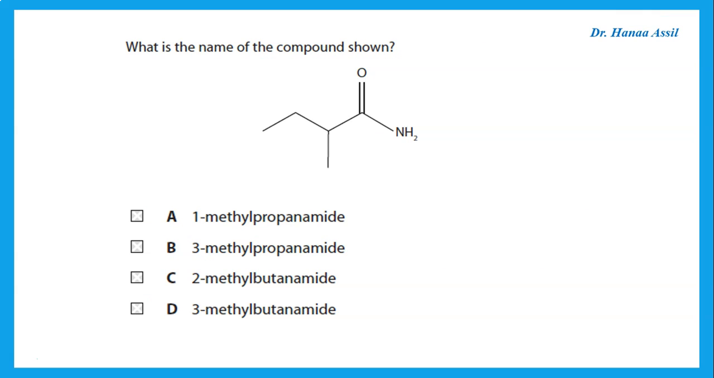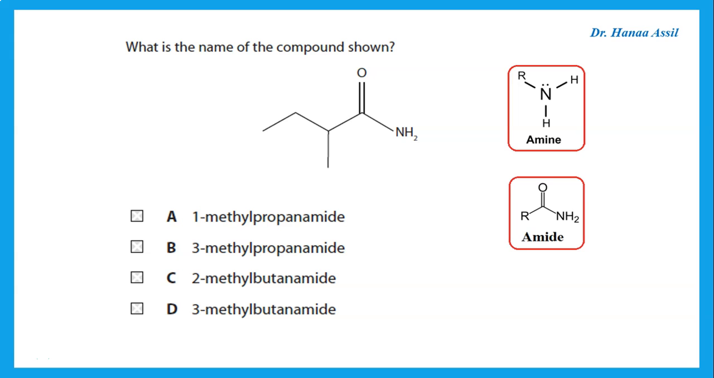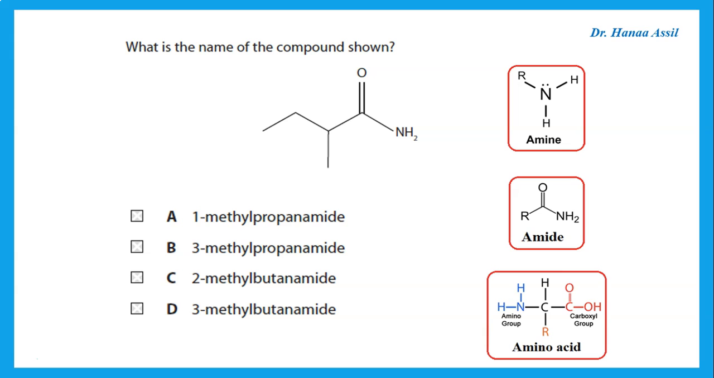Okay, let's go into something else. What is the name of this compound? Well, first of all, you should realize that we have amines where the nitrogen is bonded to alkyl groups or hydrogens. The amide group is the one in which we have a C double bond O NH2, and the amino acid is a compound in which the carbon is bonded to a carboxylic group and to an amine group.